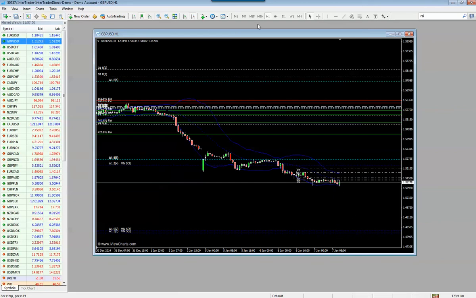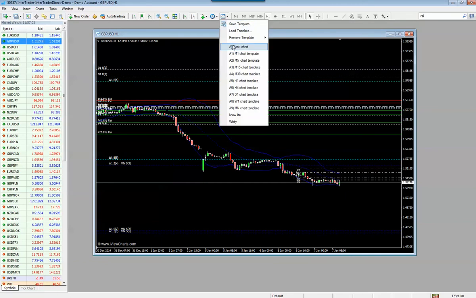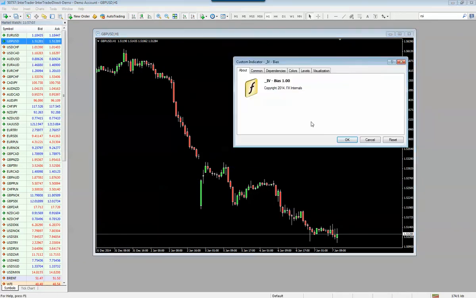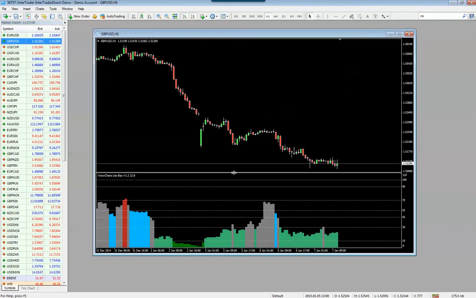So all these indicators that are available on iView charts are meant to enhance. So we have the bias. Okay, so the bias is a way of understanding what type of trade you should be looking for. Okay, so we've got a potential buy. So it's not a buy. Okay, here's a buy and the market goes up.